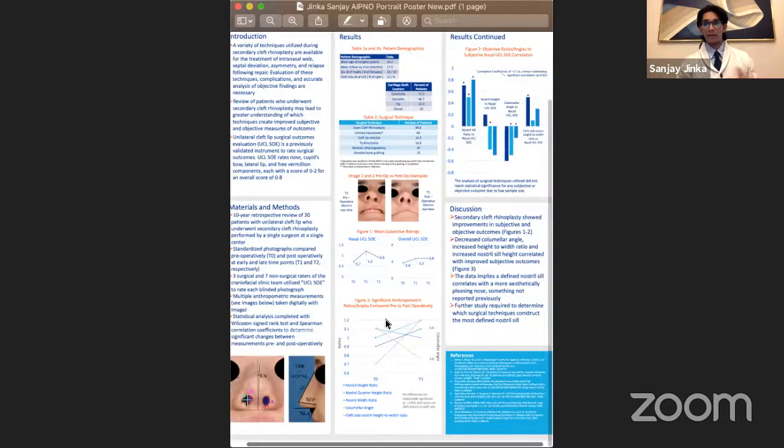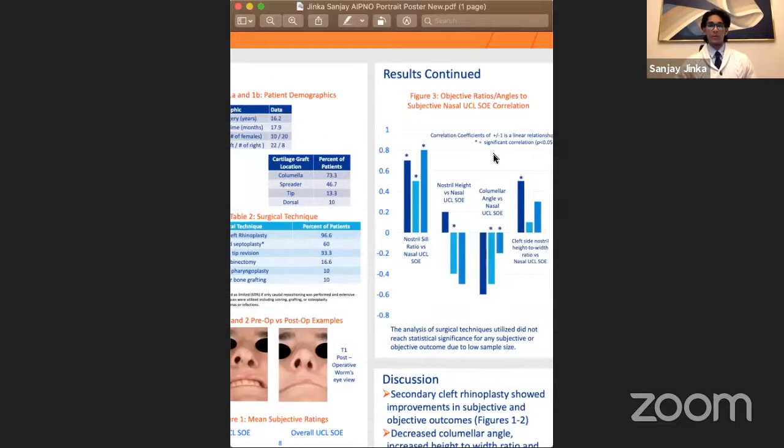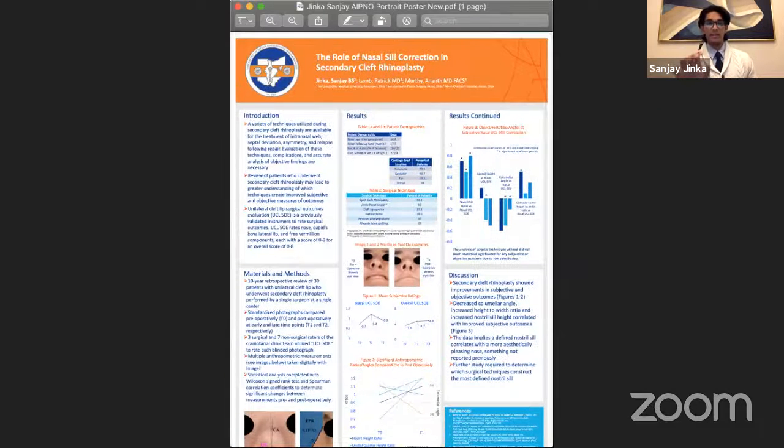But for time, I want to focus on figure 3. Here we can see that a decreased columellar angle, increased cleft side height to width ratio, and most notably, increased nostril sill height significantly correlated with improved subjective ratings. This relationship between a defined nostril sill and improved subjective ratings has not been identified before.